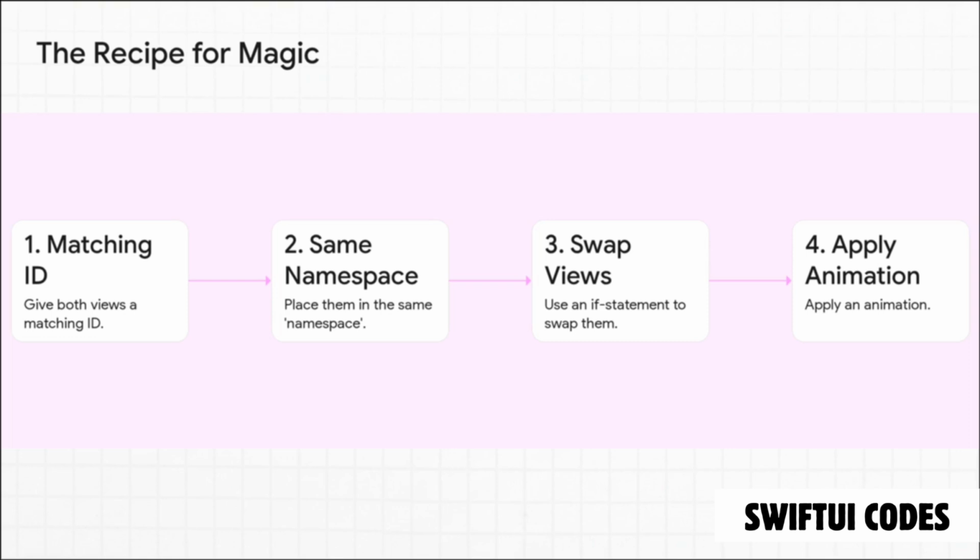Seriously, here it is. First, you give both views, the little one and the big one, a matching ID. Then you put them in the same namespace, which is just a way of grouping them. Third, you just use a simple if statement to swap between showing one or the other. And finally, you apply an animation. That's it. SwiftUI sees those matching IDs, connects the dots, and automatically creates that gorgeous, fluid morphing animation for you.